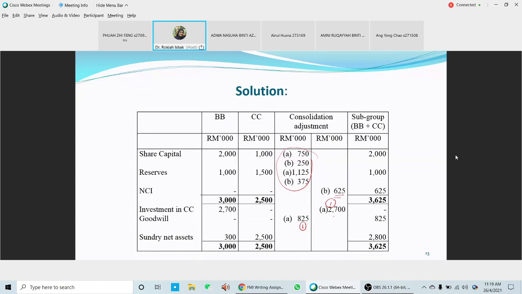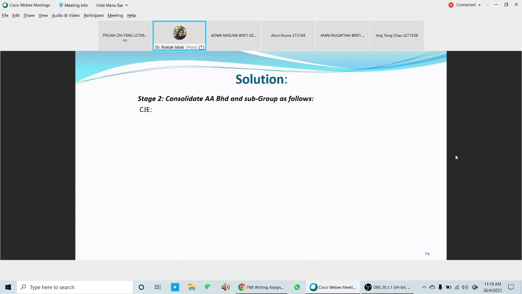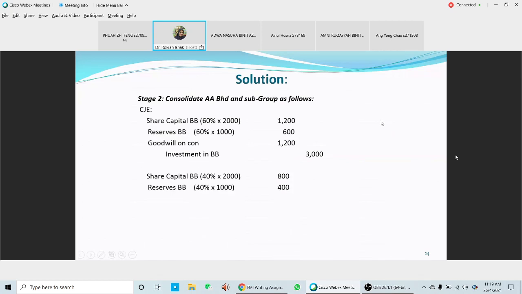Okay, this is the first consideration here between the subgroup of BB and CC. Okay, we finish with this one. And then we try the second one. The second one is between AA and BB. Okay, AA and BB, the same thing.